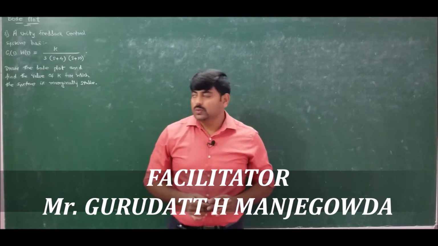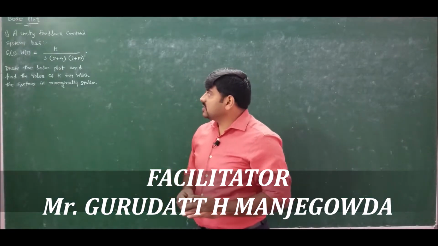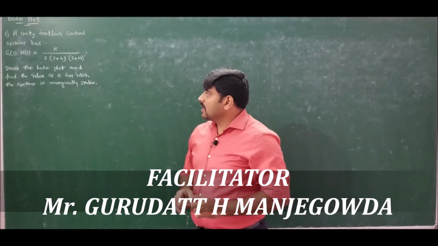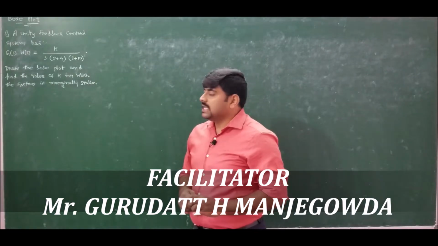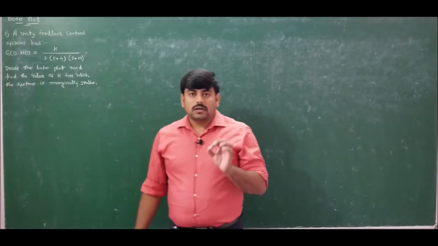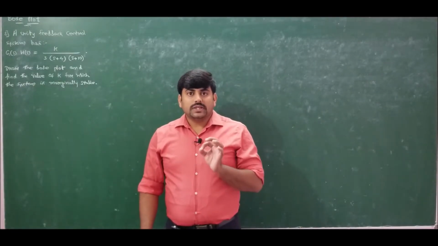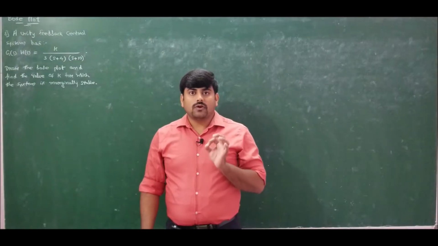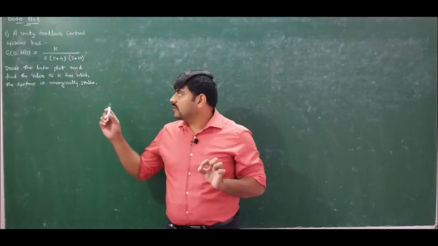Problem number 2 states that a unity feedback control system has G(s)H(s) equal to K divided by s(s+4)(s+10). Draw the Bode plot and find the value of K for which the system is marginally stable. Note the word marginally stable. For marginal stability, the phase crossover frequency must be equal to the gain crossover frequency. That is the condition for marginal stability. Kindly make a note. Use this condition to find the value of K.